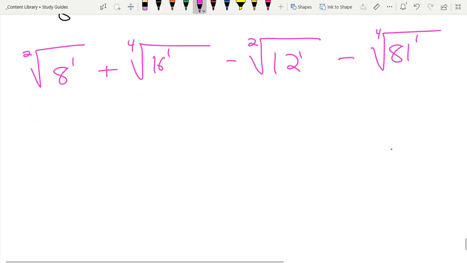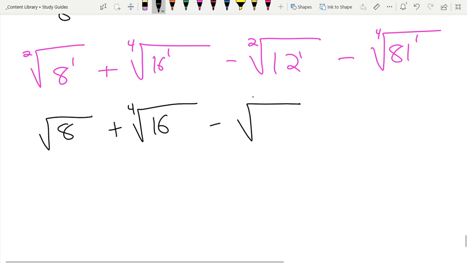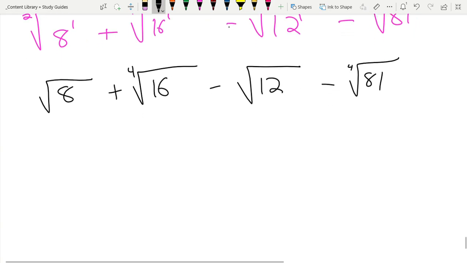Now let's clean this up a little bit. 8 to the first is just an 8. 2 is the index, which is what it always is. That's the definition of a square root, so you don't have to put the 2 there. You can if it makes you feel more comfortable though. This is the fourth root of 16. 16 to the first is 16. I don't need the 2 in front, so I just put the 12. And then here, this was the fourth root of 81. Can't put anything together, so now let's do some simplifying.